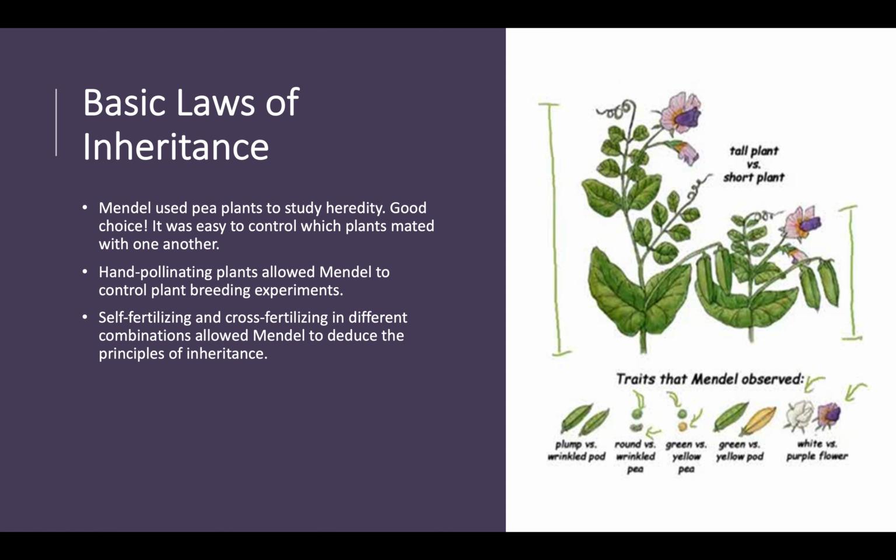If you look over on the right side of the slide, I have an image that depicts what he did and what he was looking for. He cross-pollinated or hand-pollinated different pea plants to make a tall and a short plant. He was also able to go into smaller detail within the plants. So he had plump versus wrinkled seed pods, round versus wrinkled peas themselves, green versus yellow peas, green versus yellow pods, and white versus purple flowers. He was able to pull out all of those changes within the pea plants by hand pollinating them. That was able to prove that there was some kind of genetic inheritance happening within the plants.